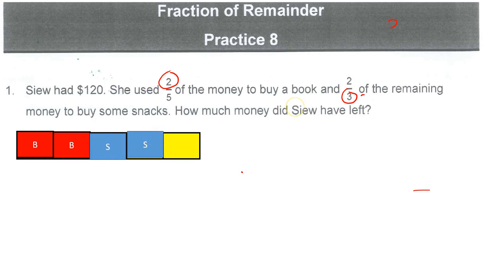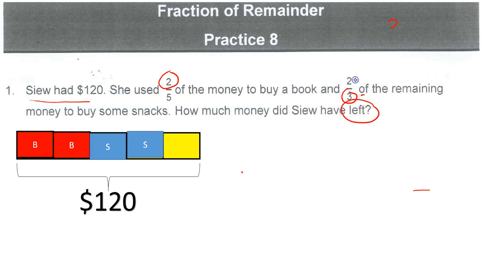How much money did Sue have left? Now you know that you started off with $120. And you're interested to find out how much you are left with, which means how many is 1 unit. So this is the model method if you would prefer to do it this way. Okay, now so I'll give you all the key answers for your MSP for you to work it out.